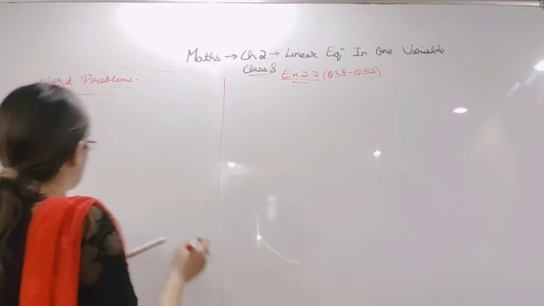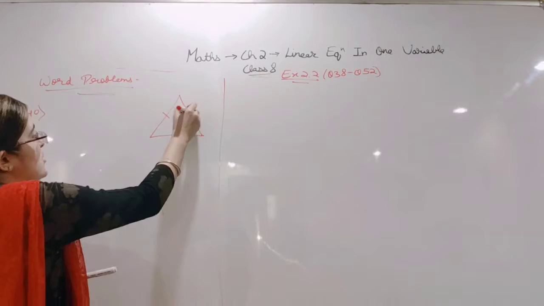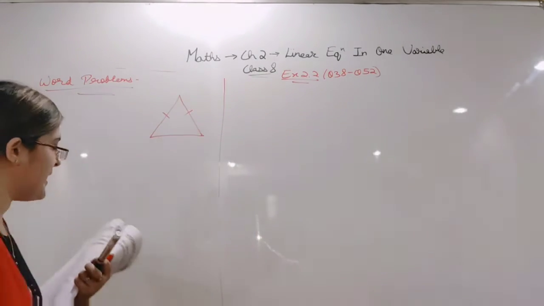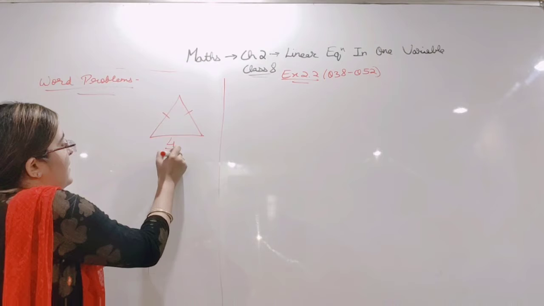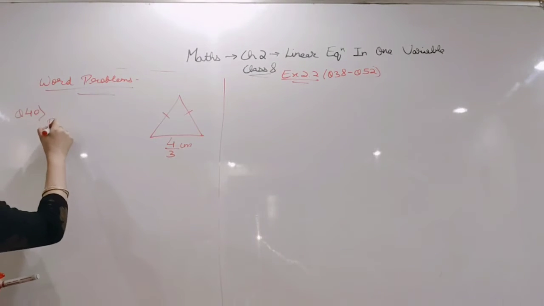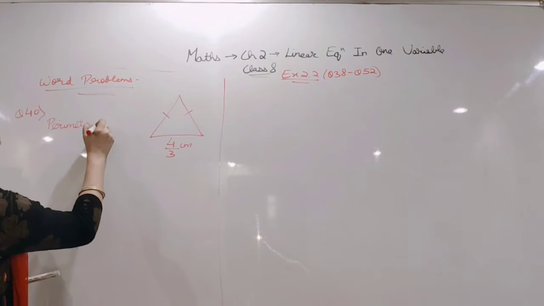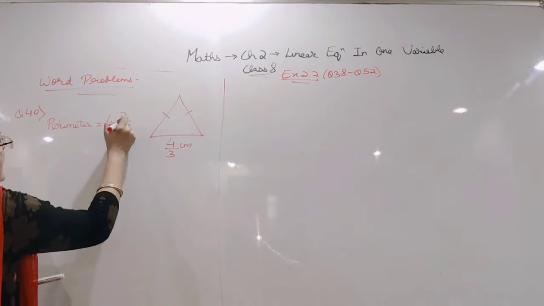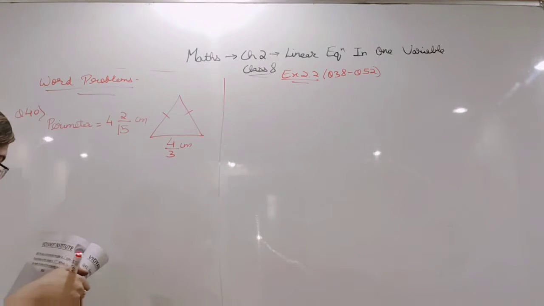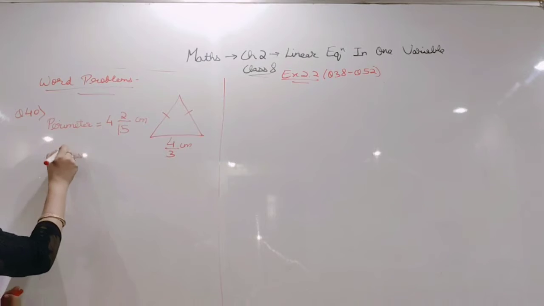The base of an isosceles triangle. Okay, there is an isosceles triangle. Isosceles triangle means two sides are equal. The base is 4 by 3 centimeter. And what is your perimeter given? The perimeter is given as 4 2 by 15 centimeter. You have to find the length of all the sides.